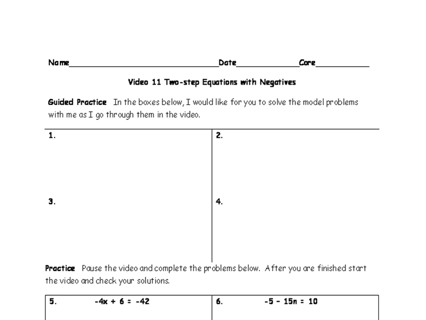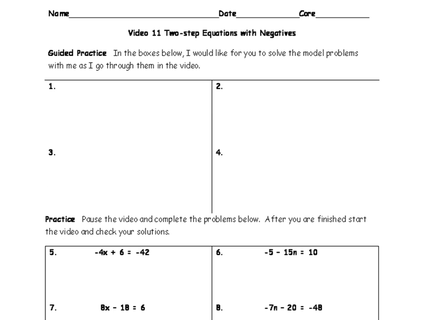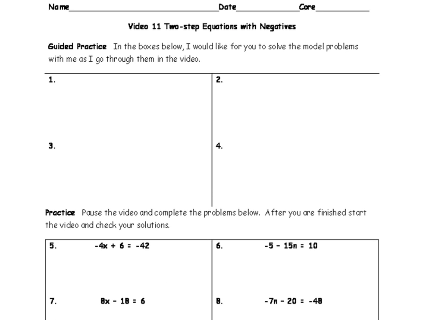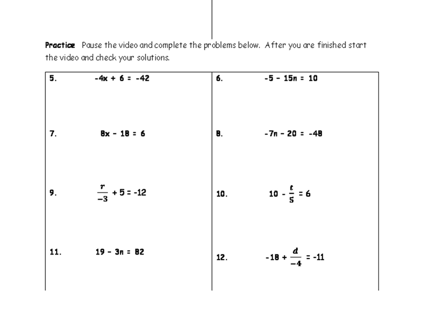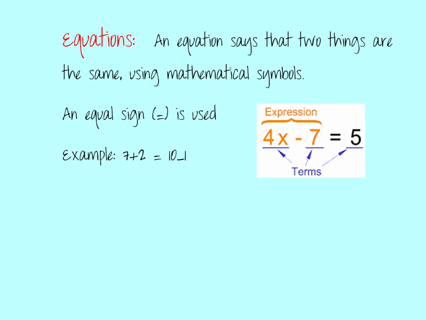So here's what your homework looks like. It's video lesson number 11. We're going to do problems 1 through 4 together, and then you have 5 through 12 to do there on your own. You can check them at the end of the video. So let's begin here with problem number 1.